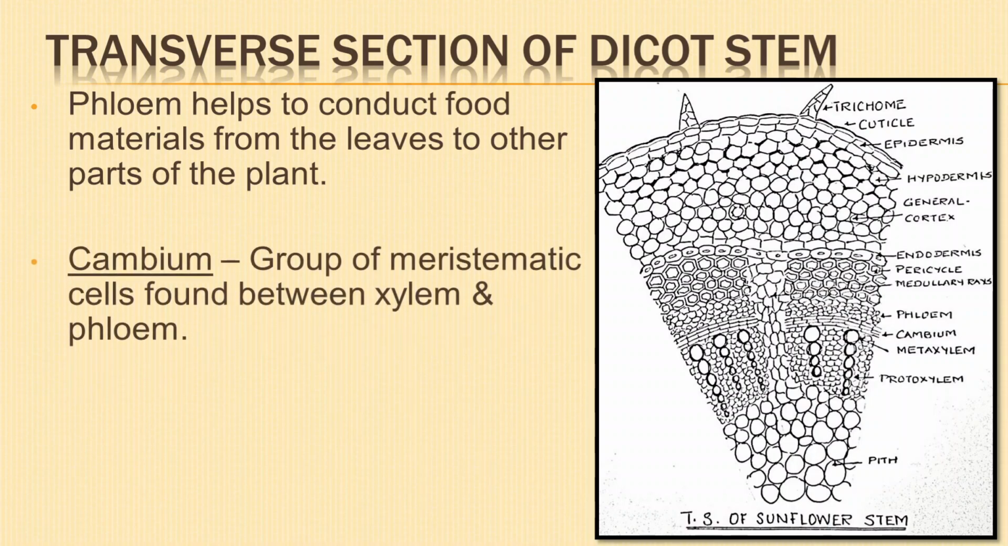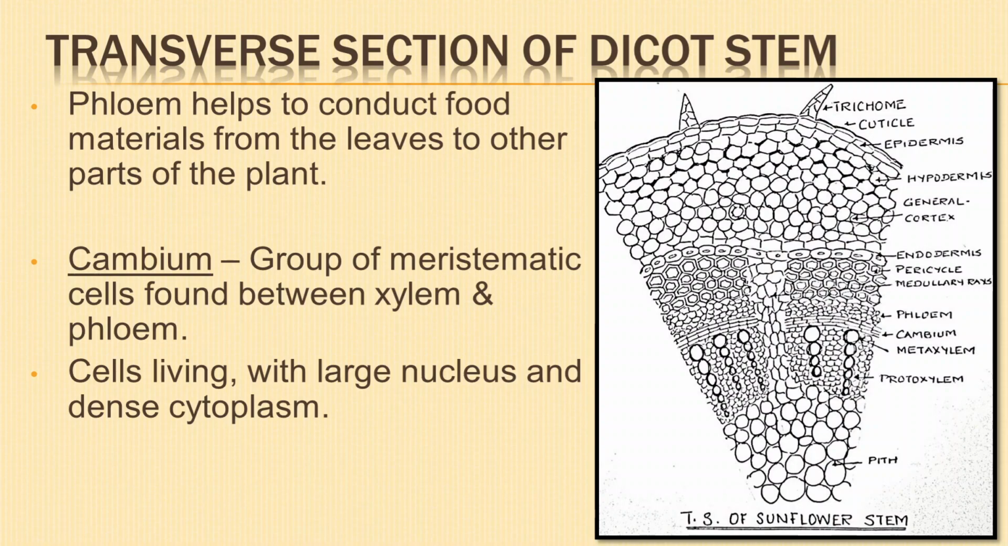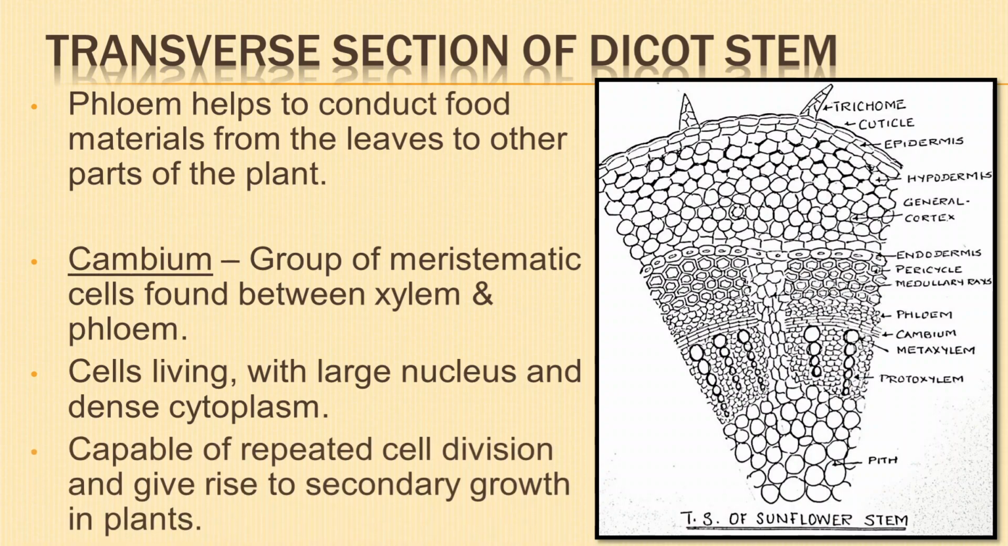Cambium are a group of meristematic cells lying between the xylem and phloem. These cells are living with large nucleus and dense cytoplasm. Cambium are capable of repeated cell division. They give rise to secondary xylem and secondary phloem and therefore bring about secondary growth resulting in the thickness of the plant body.